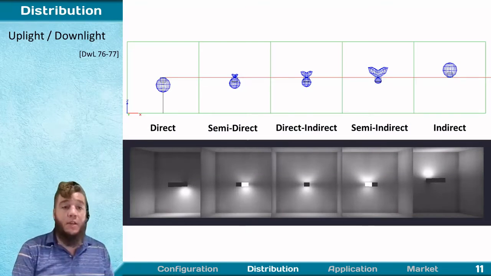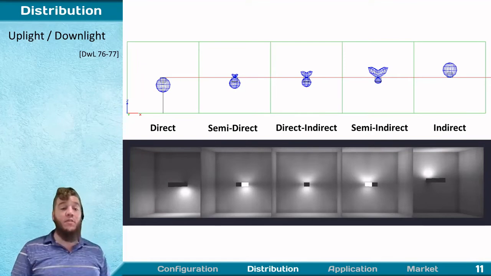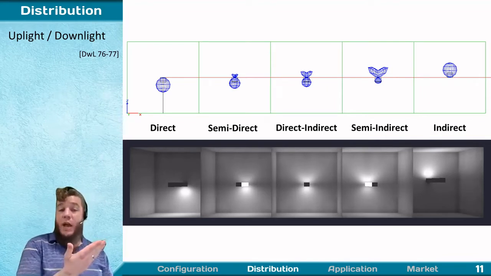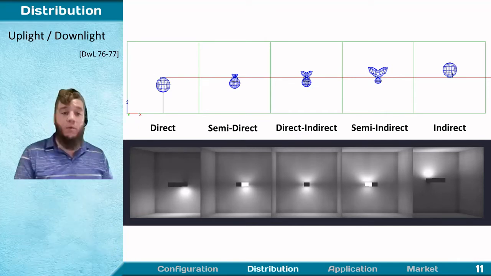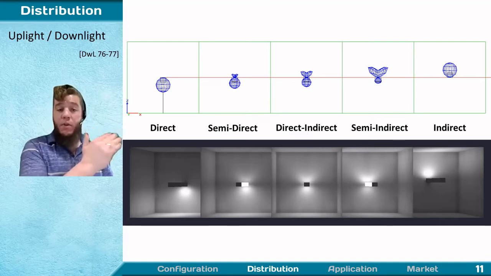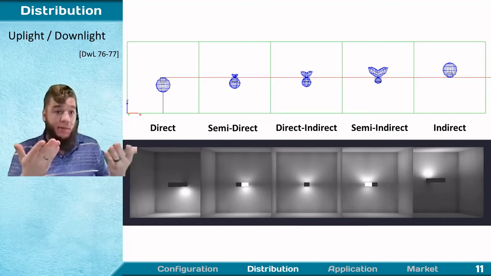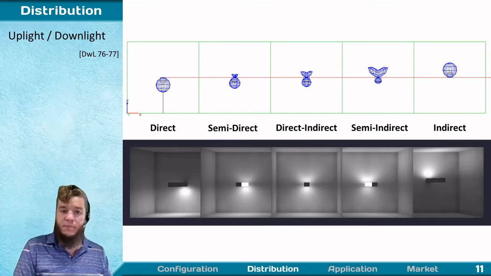Moving on to distribution of light. We have several commonly used systems to classify and describe the distribution of light coming from a light source. This is one of the most common ones. This is simply our CIE classification system that groups lights into one of five categories, depending on whether they're entirely down, all the way to entirely up, and somewhere in between. So let's take a look at the CIE classification system.